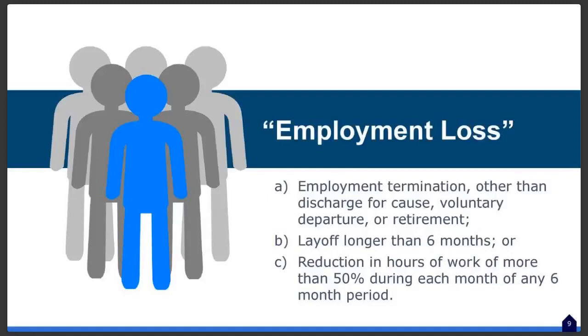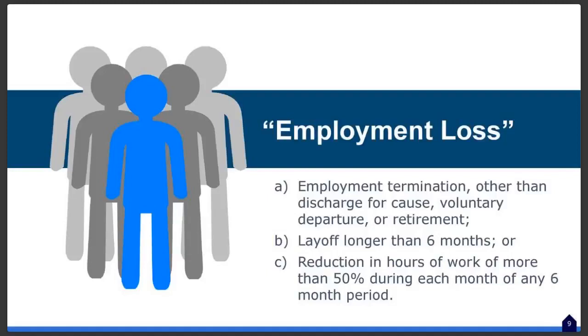Employment loss also includes temporary and partial employment losses in the sense of B and C here, layoffs longer than 6 months. So even if it's anticipated that the employee would be allowed to return to work, if that's not going to be until more than 6 months down the road, then they suffer an employment loss for WARN purposes. Jumping ahead a second, the number of employment losses in a time period is going to be what determines when and whether employers have to issue the WARN notices.